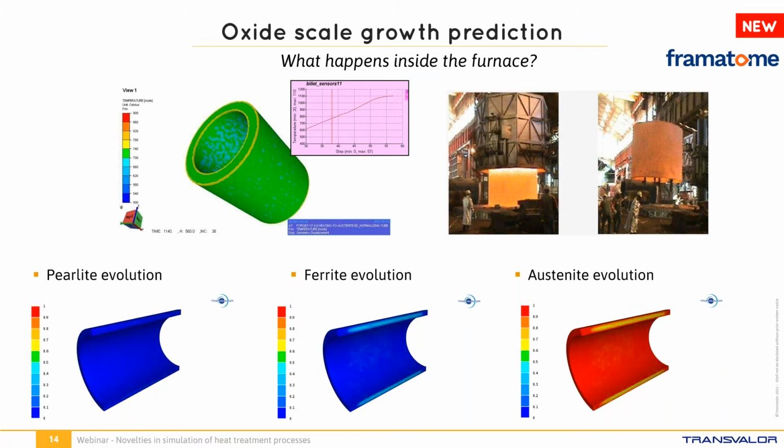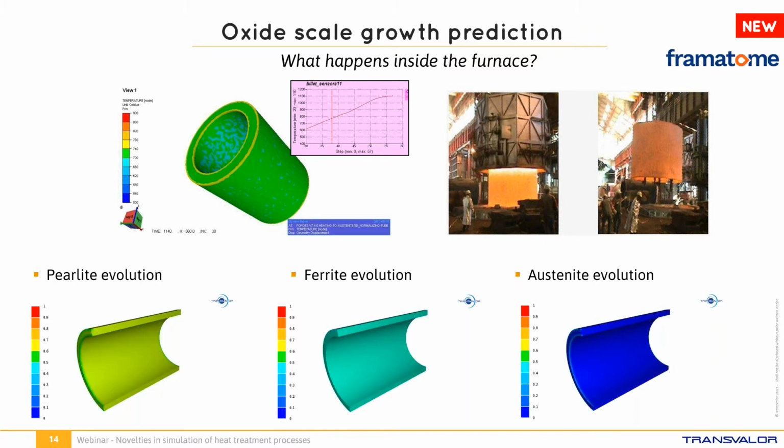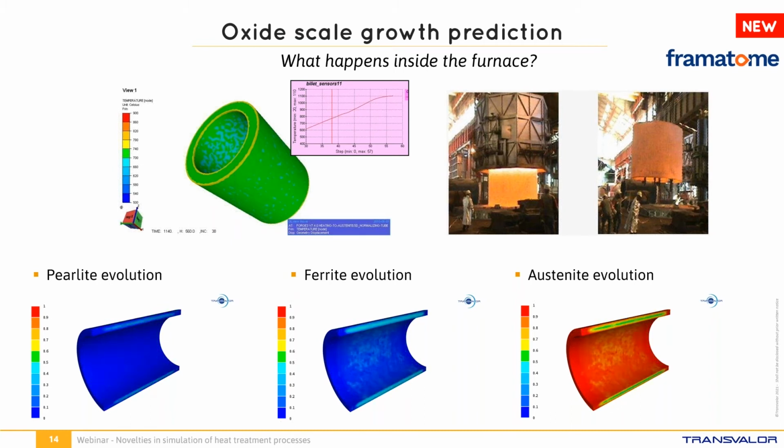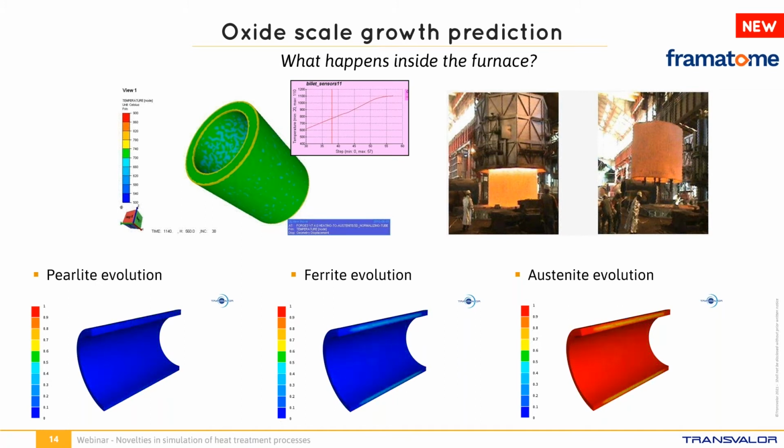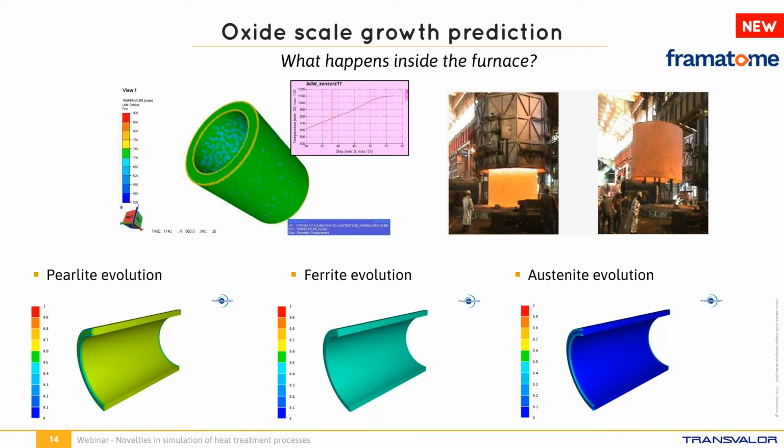For the longest time, heat treatment was considered as a black box. We know what goes in and we know what comes out, but what happens in between is a complete mystery. In this example provided by Framatome, we heat a hollow shell made of C55 to 1100 degrees Celsius. The question is, what happens inside the furnace? How does the microstructure evolve? And how long do I need to get a homogeneous temperature?